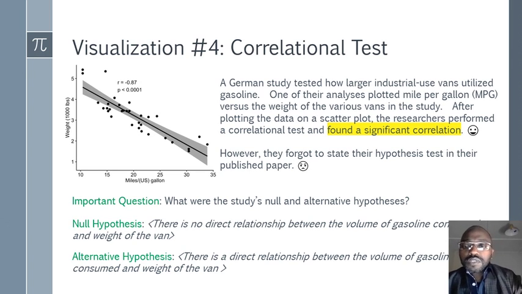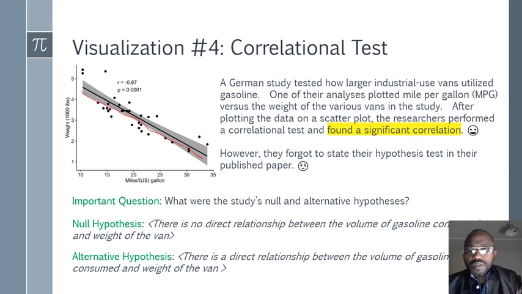However, they forgot to state the hypothesis test in their published paper. Question: what are the study's null and alternative hypotheses? In this scenario, we already have the results. So we are basically just simply working backwards. We see a line graph right about here, and that line basically divides the scatter plots relatively equally above and below that line.